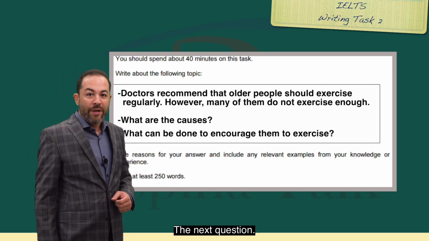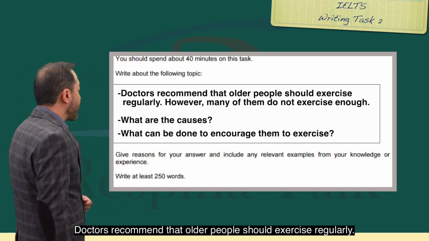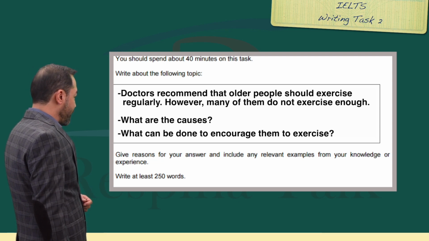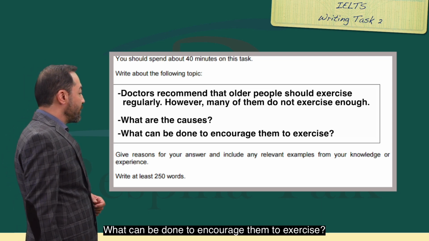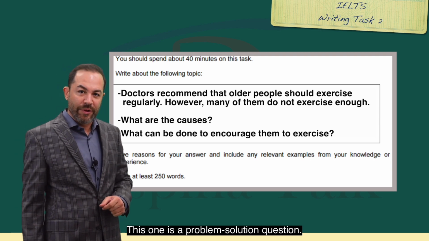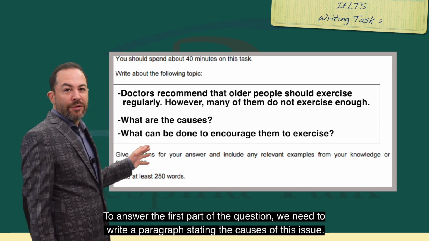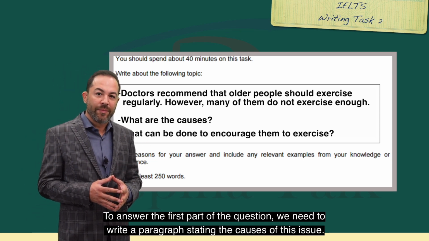The next question: doctors recommend that older people should exercise regularly. However, many of them do not exercise enough. What are the causes? What can be done to encourage them to exercise? This one is a problem-solution question. To answer the first part of the question, we need to write a paragraph stating the causes of this issue.